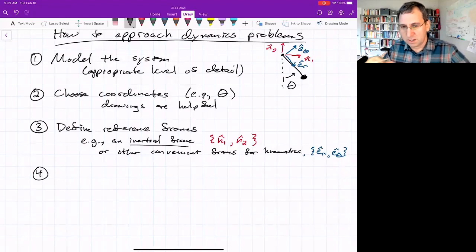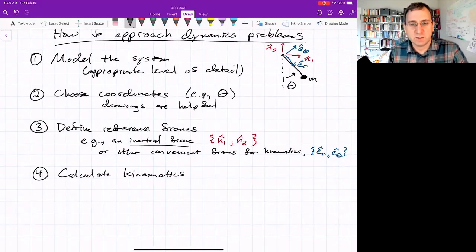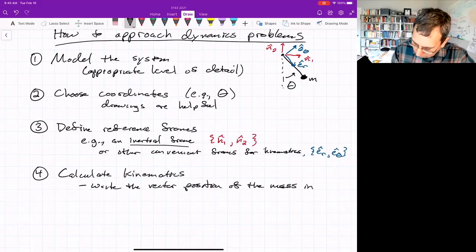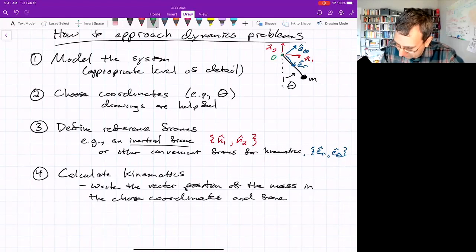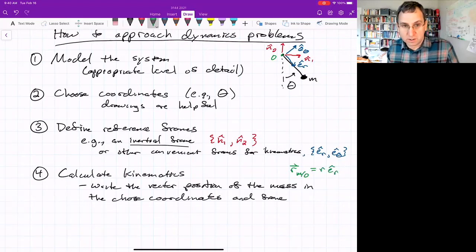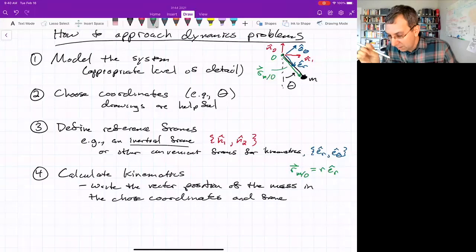And then we've modeled the system, we've chosen coordinates, defined reference frames. Step 4, we calculate the kinematics. So this is writing the position of the mass. So here's our mass M. The position of the mass in terms of our chosen coordinates and frame. And here it might be convenient, for this particle in this pendulum example, if we're going from the pivot point to where the mass is. So where's the location of the mass with respect to the origin? That would be at R in the e_r direction. So this vector R, it's the position of M with respect to O. So I could write R of M/O.